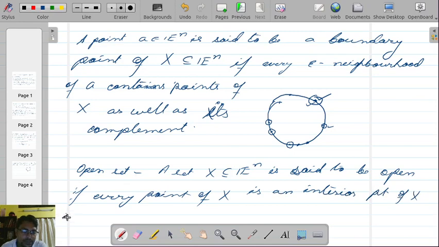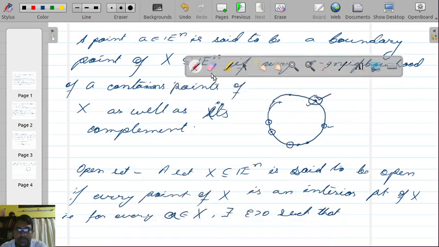That is, for every small a belonging to capital X, there exists epsilon greater than 0 such that this hypersphere, or the epsilon neighborhood, the set of x belonging to e to the power n satisfying mod of x minus a less than epsilon, is a subset of X. There is some epsilon neighborhood of A. A set is said to be open if for every point A there is some epsilon neighborhood of A inside the set. That means every point of the set is an interior point. In that case, we say that it's an open set, right?